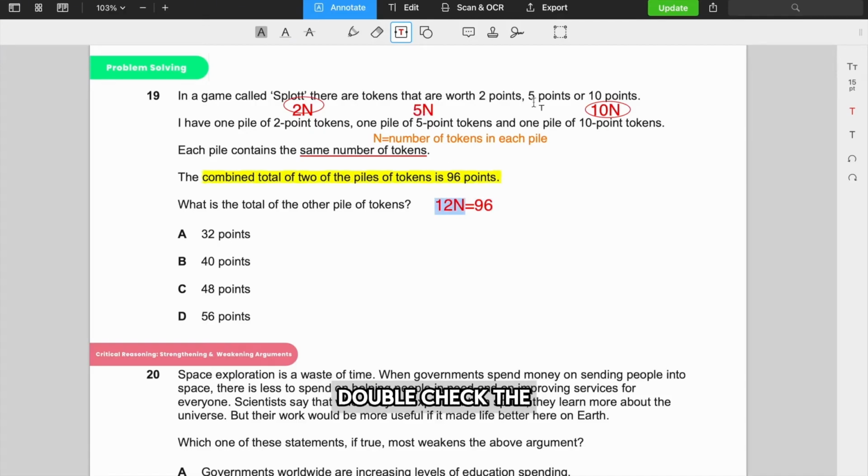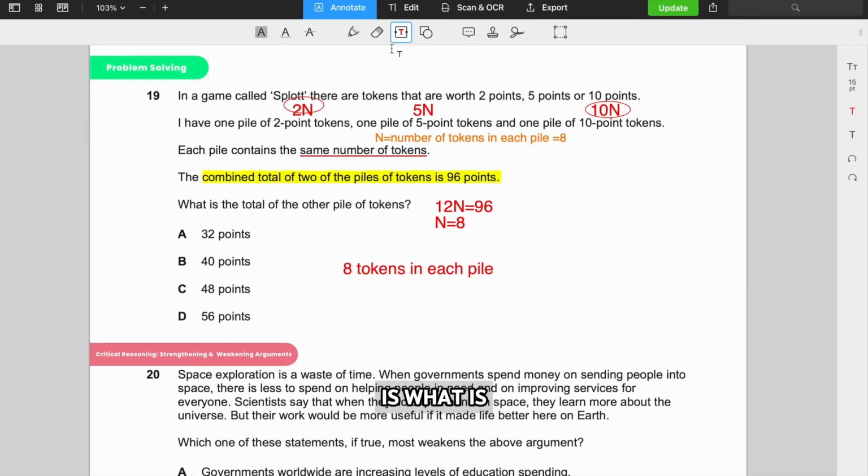And if we were to just double check the other option, there's only one more option, which is the 5n and 10n piles. So that's a combined value of 15n. 96 is not divisible by 15, so that won't work. So the 2 piles of tokens must be the 2-point and the 10-point, right? So that's going to have a total value of 12n. 12n equals 96, so n equals 96 divided by 12, which, as you guys should know, is 8. So that means there are 8 tokens in each pile, because we said n equals the number of tokens in each pile.